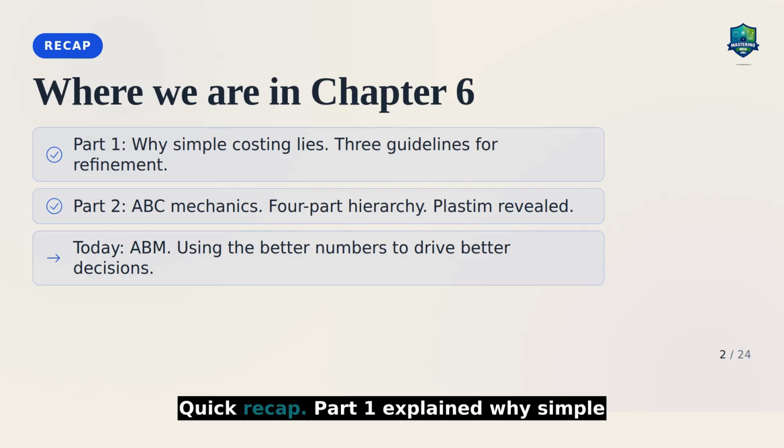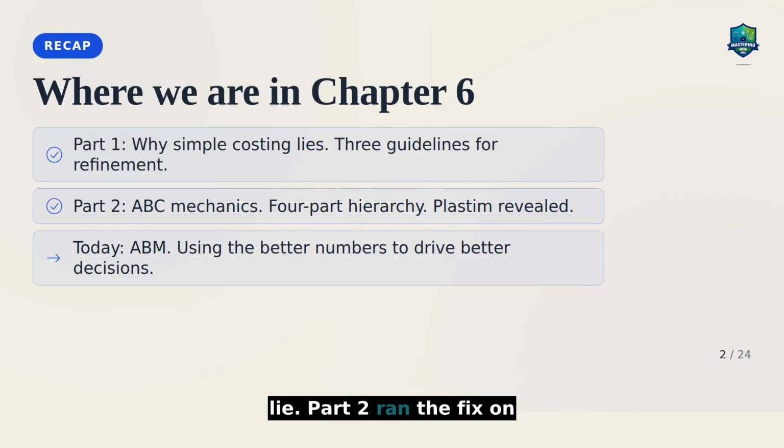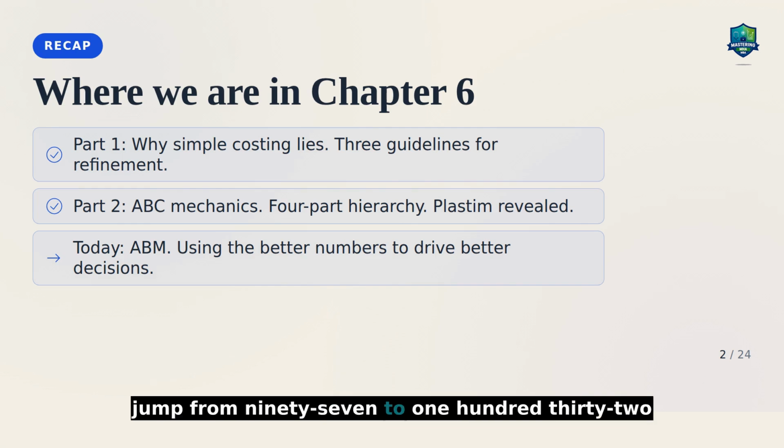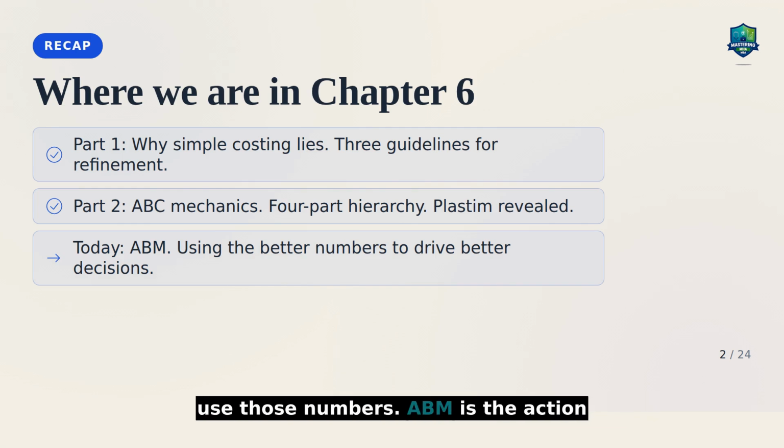Quick recap. Part 1 explained why simple costing systems lie. Part 2 ran the fix on Plastim and watched the CL5 lens jump from $97 to $132. Today we use those numbers. ABM is the action layer on top of ABC.